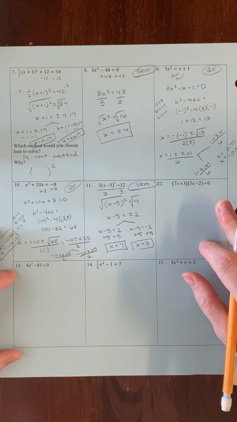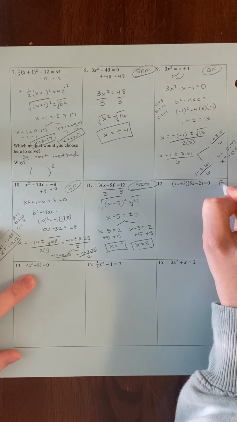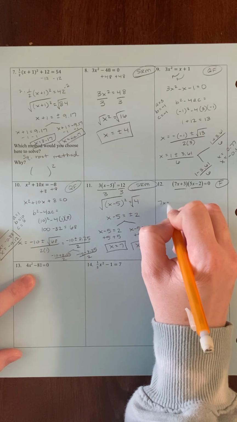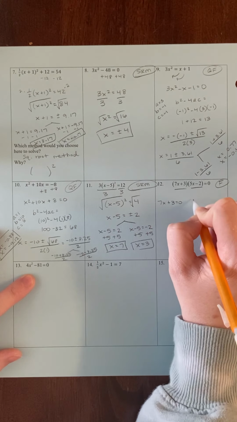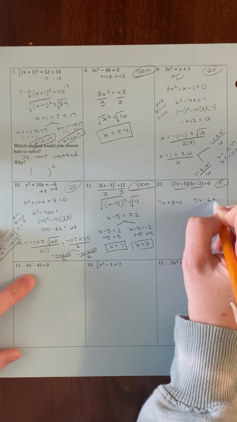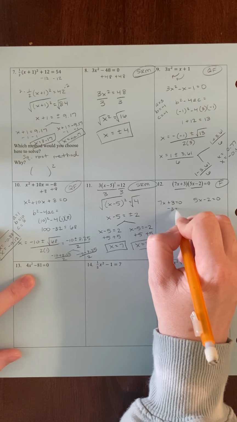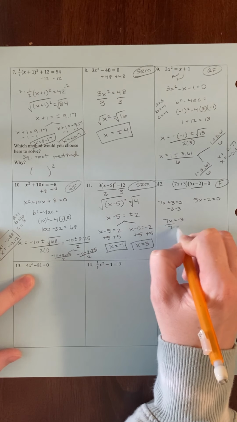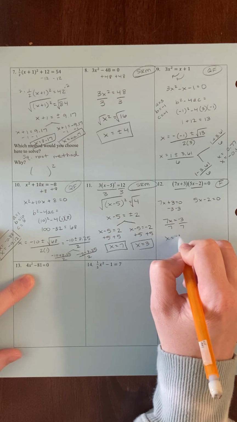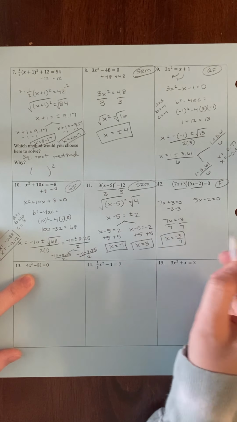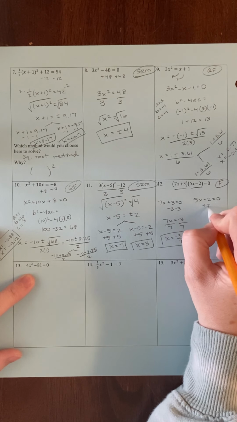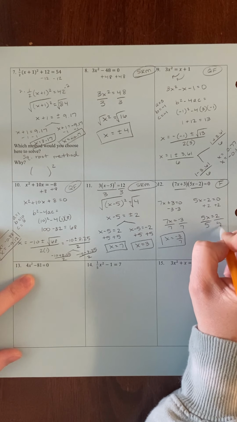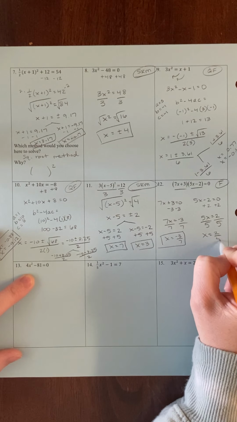Number 12 is nicely formatted for us. We can just do factoring here because it's already in factored form. So I'm just going to set each of those factors equal to 0 and solve each of them. So I'll subtract 3 from both sides. Divide both sides by 7. So I get negative 3/7. And for this one, I'll add 2 to both sides. Divide both sides by 5, and so I get 2/5.